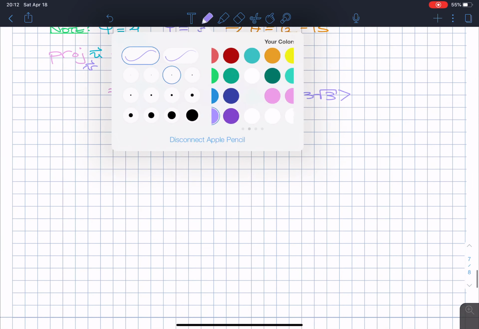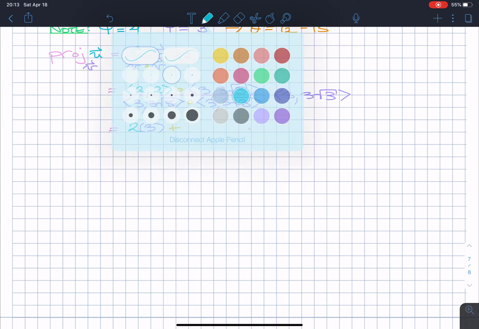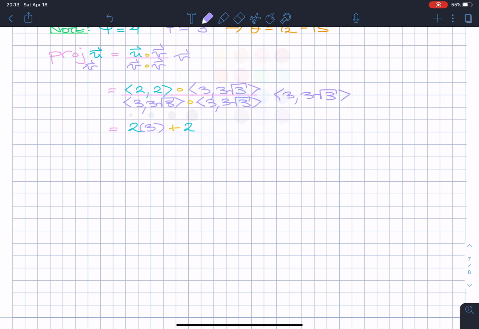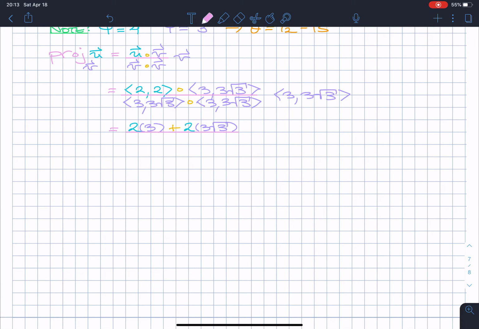Okay, so what do we have? So in the numerator, we will have 2 times 3 plus 2 times 3 root 3, all divided by, in the denominator, we will have 3 squared plus 3 squared times 3. And this is all times 3 comma 3 root 3.